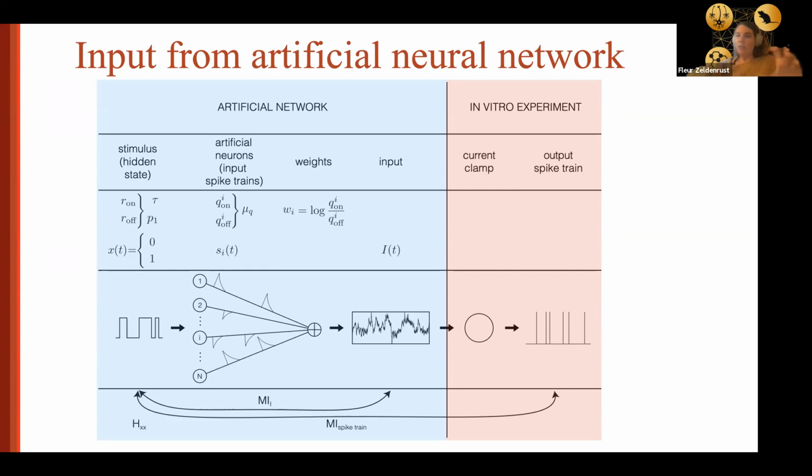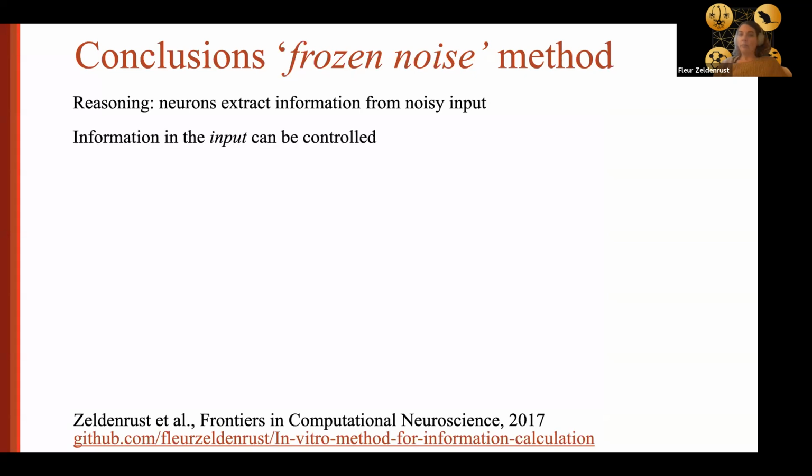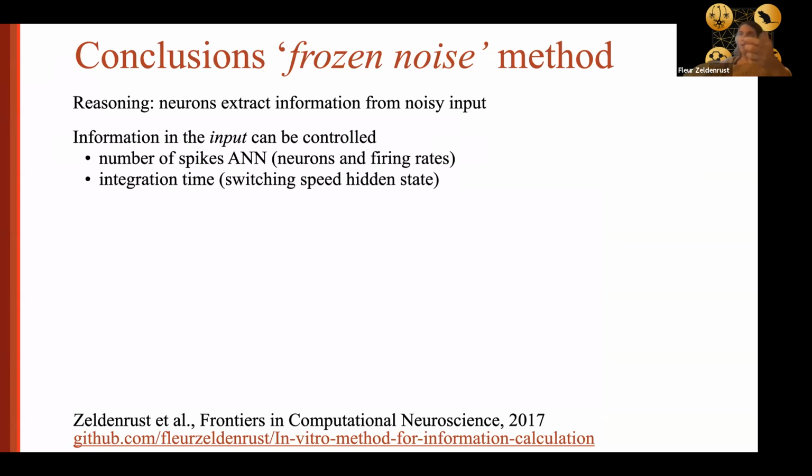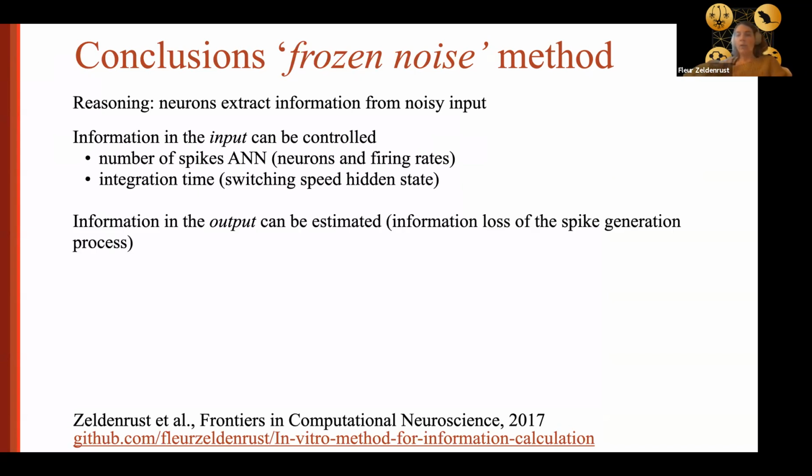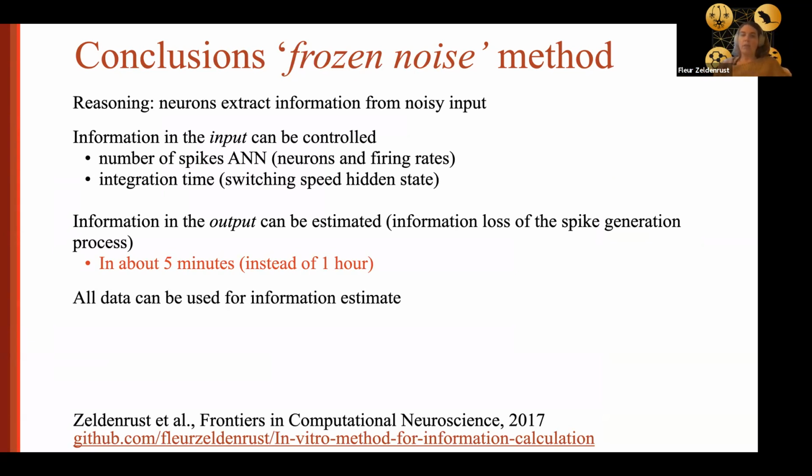So by doing this little trick, by relating it to this binary signal, we can now all of a sudden control the information in the input to begin with, by the switching speed of this binary state, and by how many neurons and how many spikes there are in this artificial network. But we can now estimate the information in about 5 minutes instead of 1 hour. So now we can all of a sudden start recording and doing all these experiments where we add dopamine, or we change something about the experimental setup, and we see how this influences the information transfer.